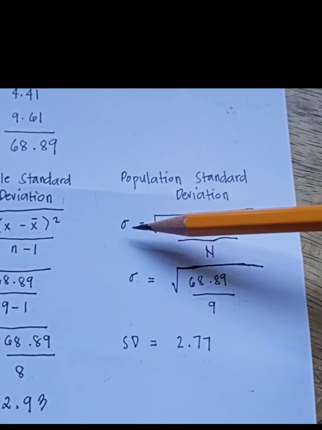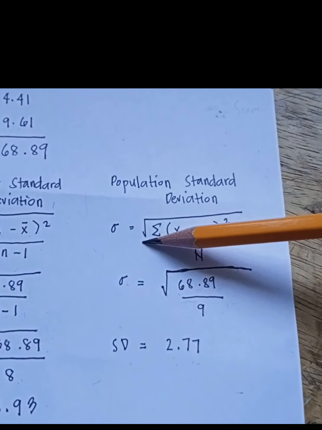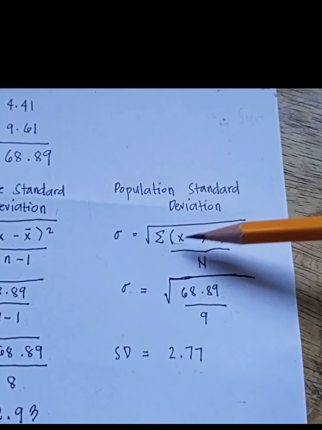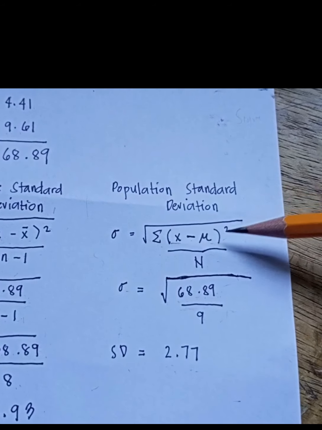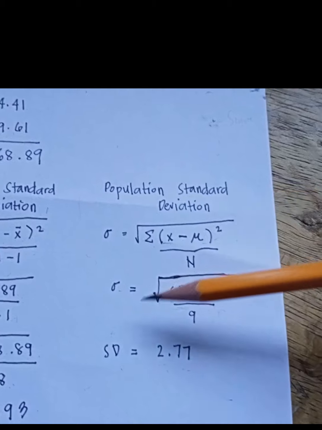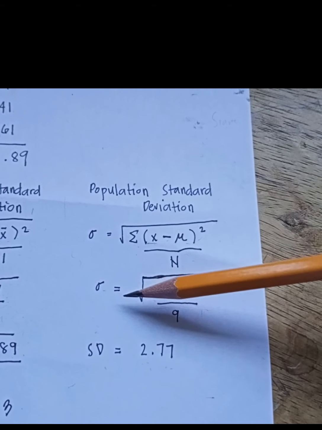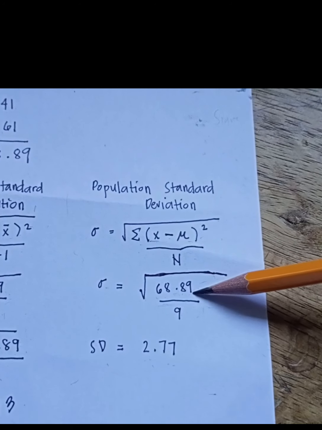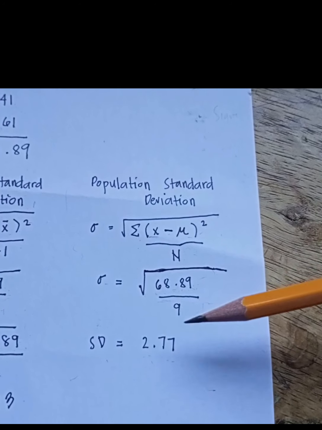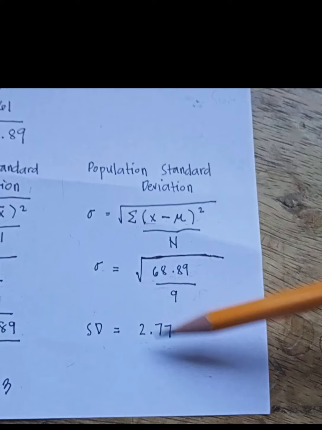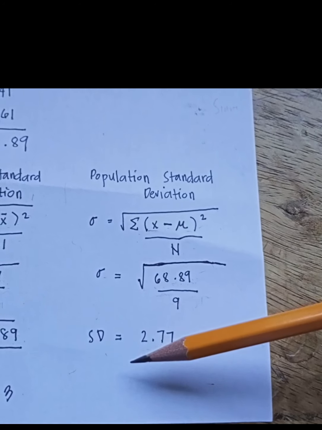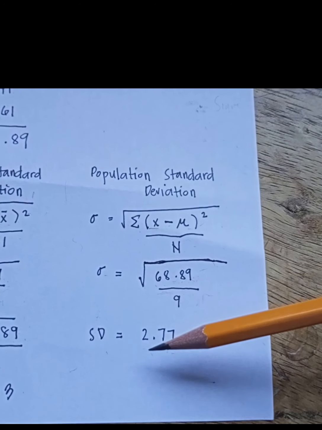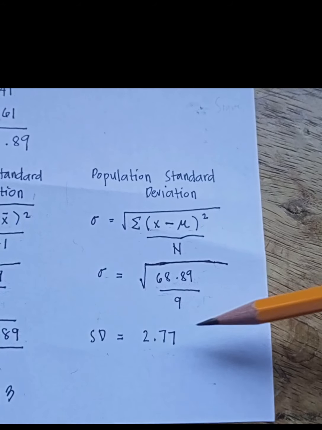So lastly, for the population standard deviation, we also have a formula. Population standard deviation is equal to the square root of the summation of (x minus mean) squared over n. So it is equal to the square root of 68.89 divided by 9, and the answer is the population standard deviation is 2.77.